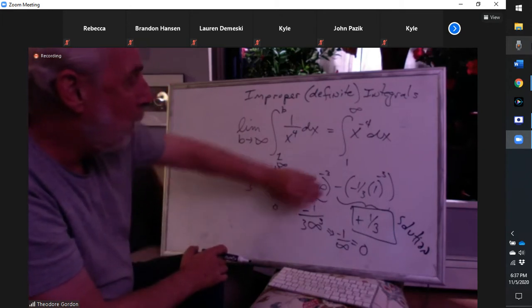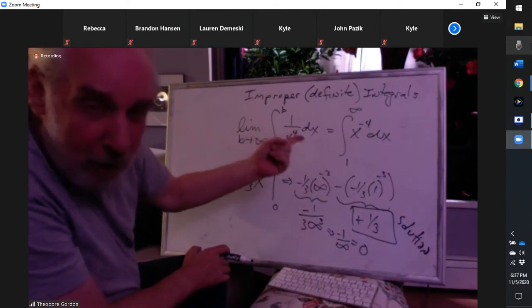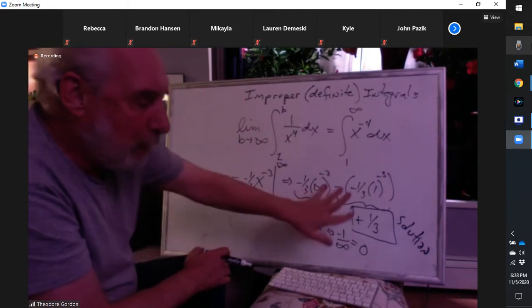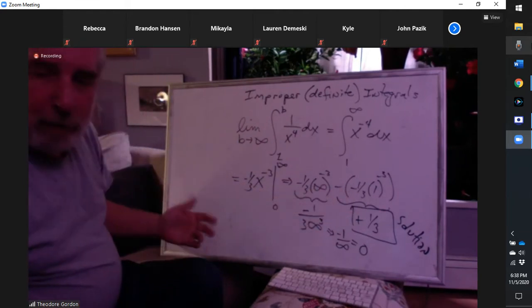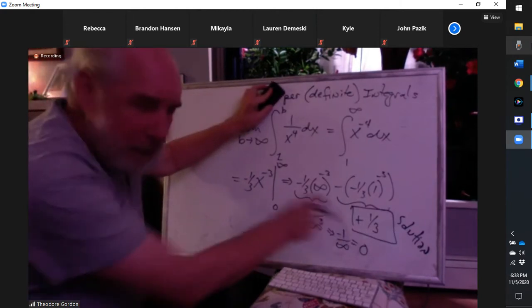So everything except this part is familiar. In fact, that's a Calc 1 integral, right? And it's a really simple one. So let's see what all of this means here for a little bit. So we have this improper integral. So what does this answer actually mean?